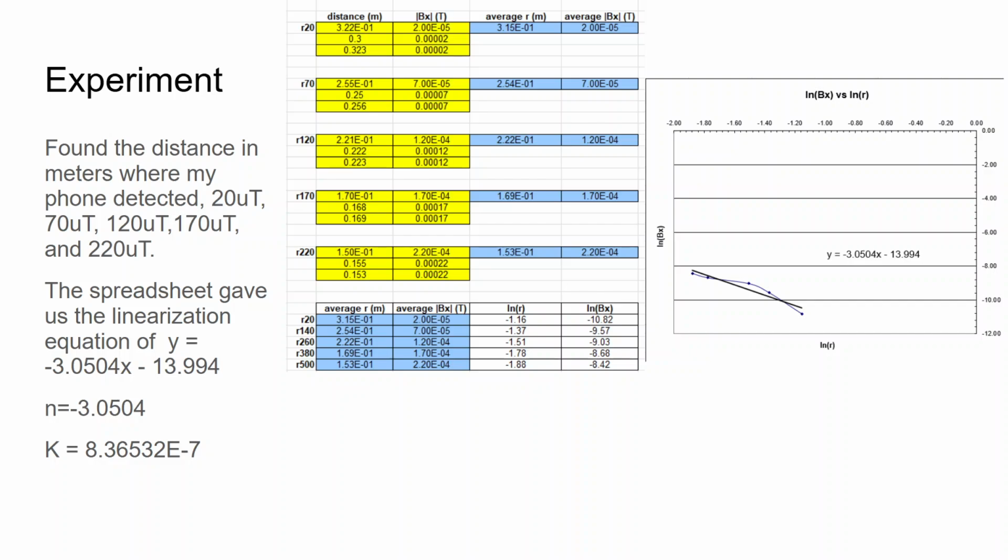Here's the data collected from the experiment. I found the distance in meters where my phone detected 20 microteslas, 70 microteslas, 120 microteslas, 170 microteslas, and 220 microteslas. The spreadsheet gave us the linearization equation of y equals negative 3.0504x minus 13.994. That first number is n, and the k value we got from ln of k equal to 13.994, so raising e to that number provides us with the k value.